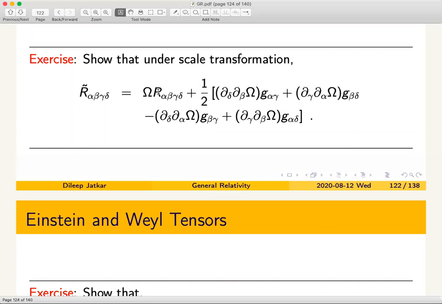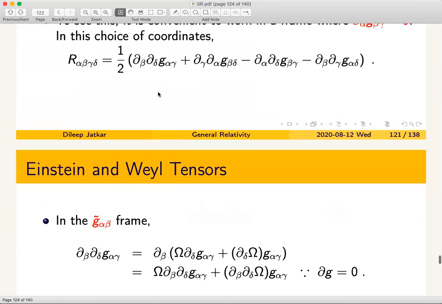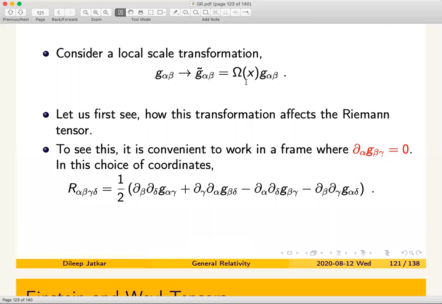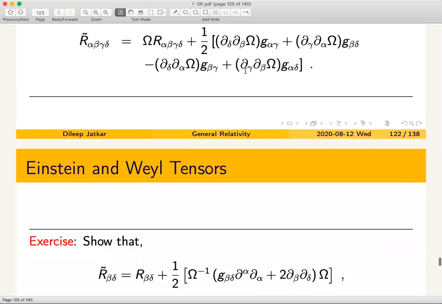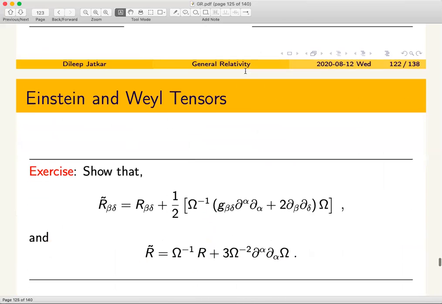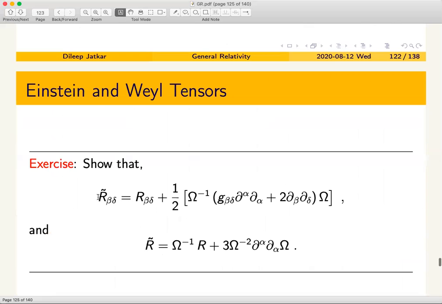But G alpha gamma is related to G tilde alpha gamma through this relation. There is a factor of omega sitting between them. Omega is sitting between these for covariant indices; for contravariant indices, there is an omega inverse. So that is one thing you need to be careful with. But once you do that, you should find that R tilde beta delta is equal to R beta delta plus half times this quantity.